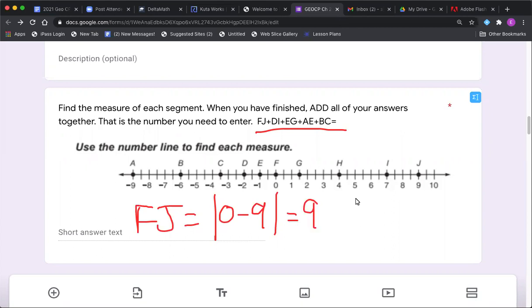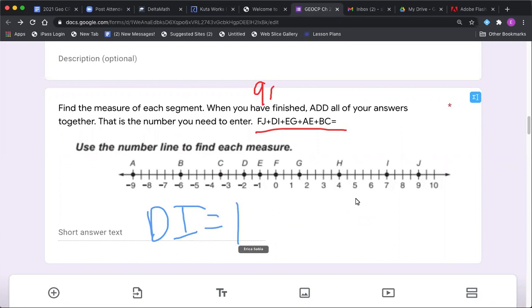All right, so let's keep track up here. FJ is 9 plus, let's see, what's DI? I'm going to do the same thing for D. DI is going from D at -2 minus I is at 7. -2 minus 7 is -9. Take the absolute value. It's +9. So DI is 9.